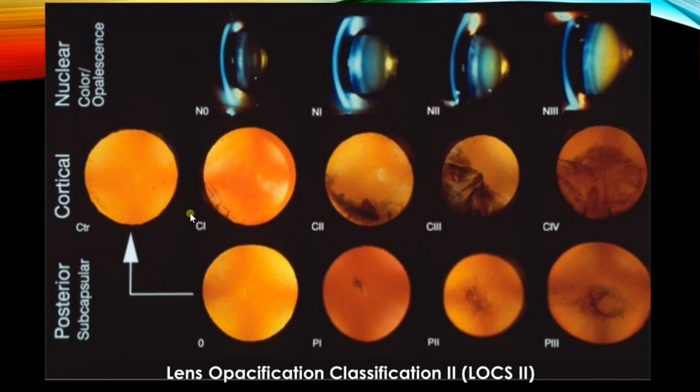In cortical opacities, similarly, you do a red retroillumination or red reflex examination, and you would grade the cortical spokes. And for posterior subcapsular cataract, you also do a red reflex or retroillumination to grade it, which is +4 in this patient. Once you've graded your cataract, you come on to your anterior segment examination.